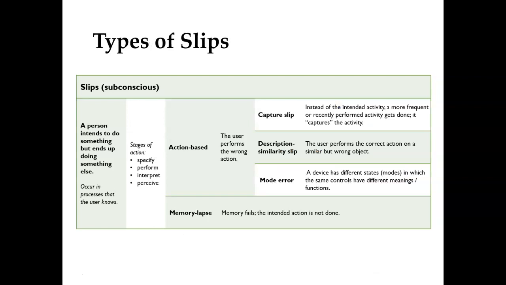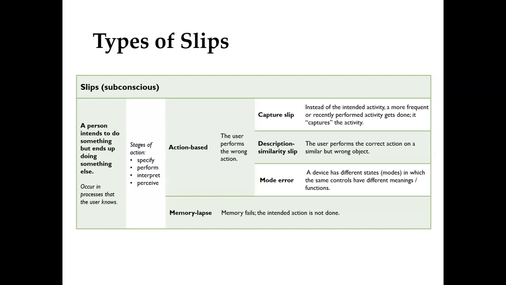First off, let's talk about slips. Slips, as noted, are subconscious. The idea is a person is going to do something, like I want to do thing A, but they end up doing thing B, which they didn't intend to do. So these will happen in the specify, perform, interpret, and perceive stages. As I said, there are two different major categories of these. There are action-based and memory lapse. Let's talk about action-based. There are three subtypes in the action-based. There are capture slips, description similarity slips, and mode error slips.